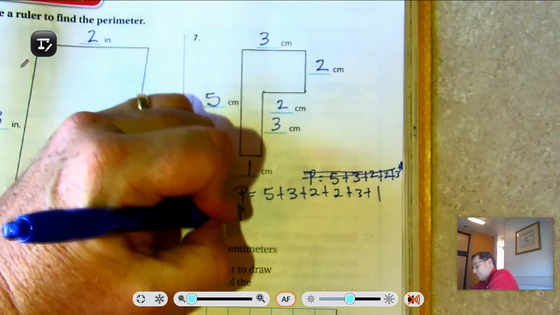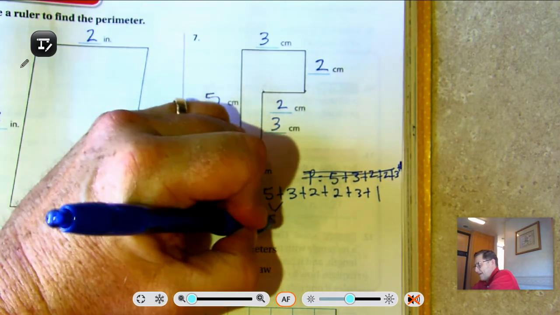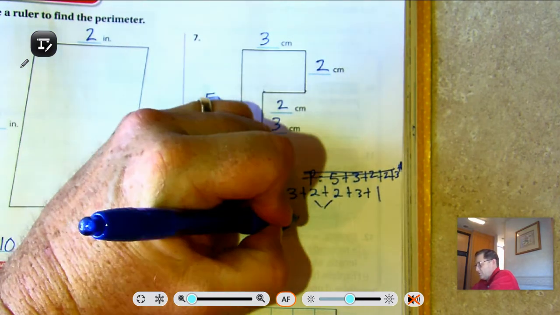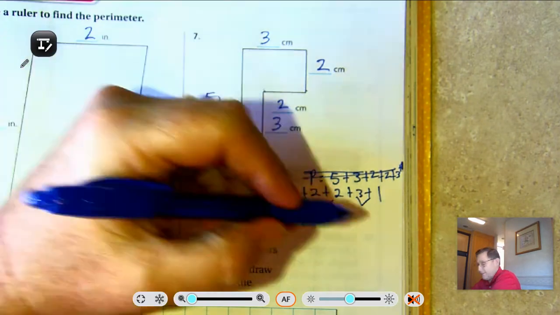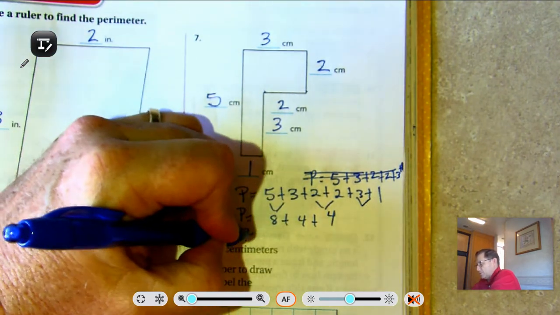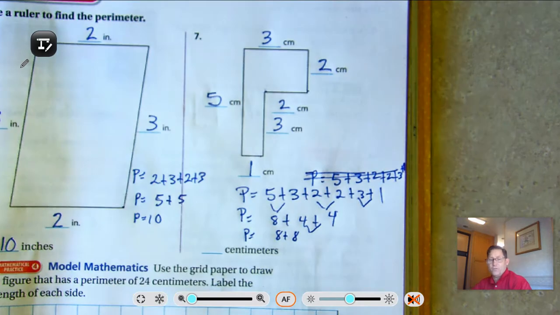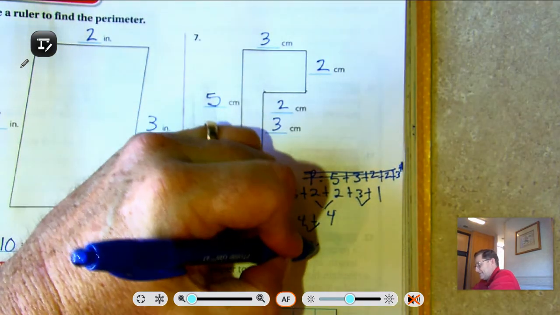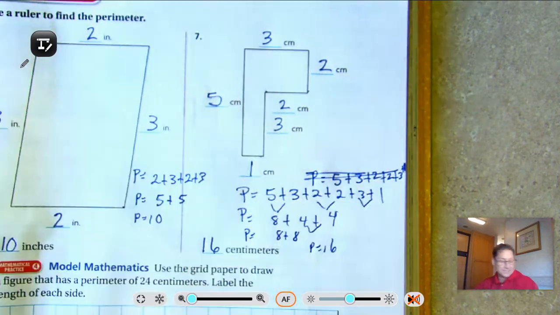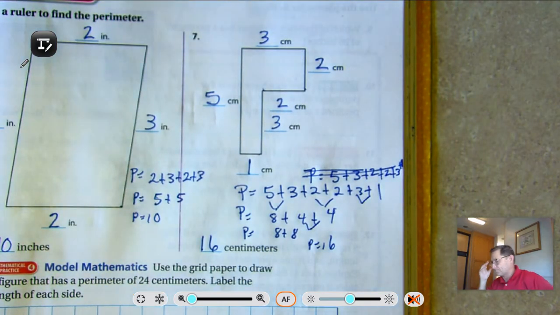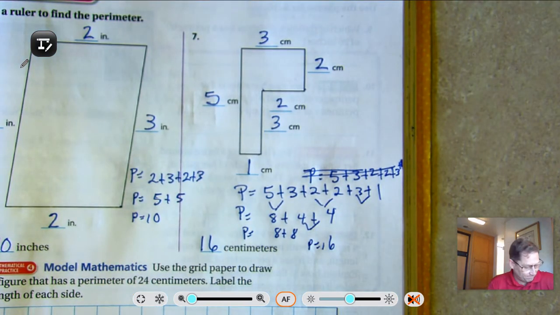Okay, so 5 plus 3, 8. 2 plus 2, 4. 3 plus 1, 4. So 8 plus 8. 4 and 4 is 8. 8 and 8 is 16. So 16 centimeters. Okay, number 8.